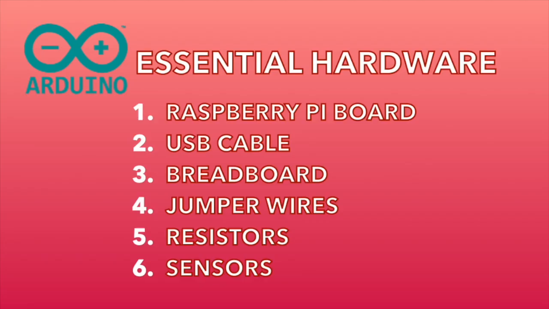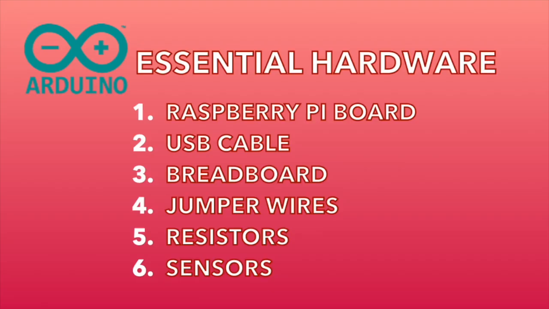These wires are used to connect different components on the breadboard and Raspberry Pi. They help transfer signals and power between devices, making the whole circuit work together. We also use resistors. Resistors control the flow of electricity in a circuit. They protect sensitive components like LEDs and sensors from getting damaged by too much current. Different resistors are used depending on the requirement of the circuit.